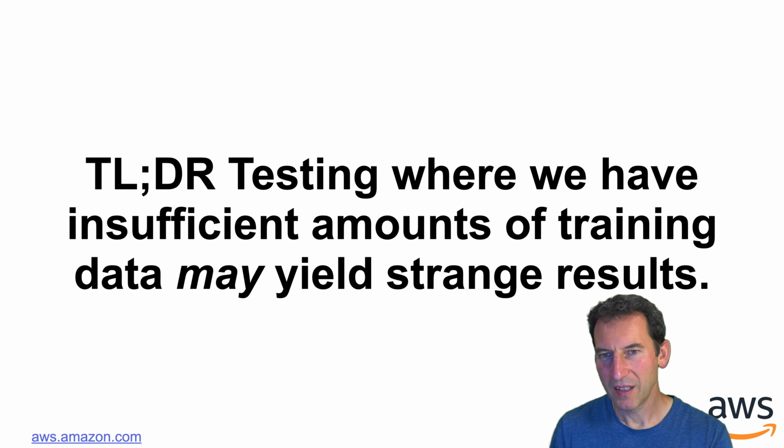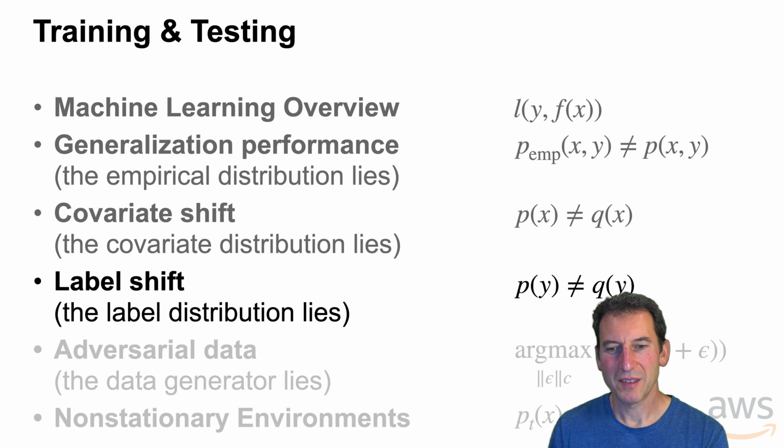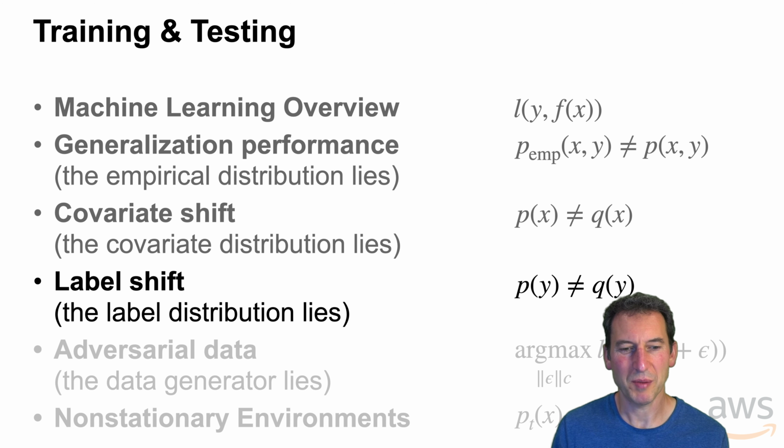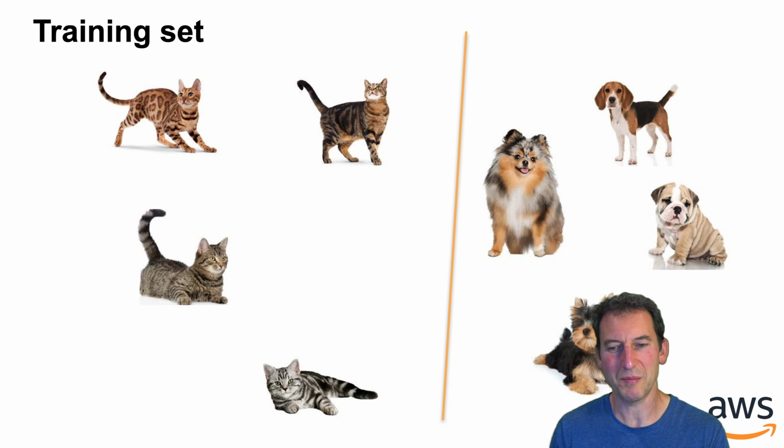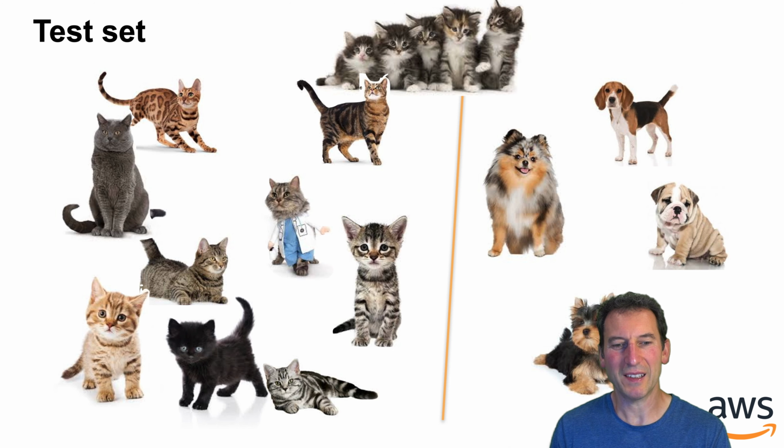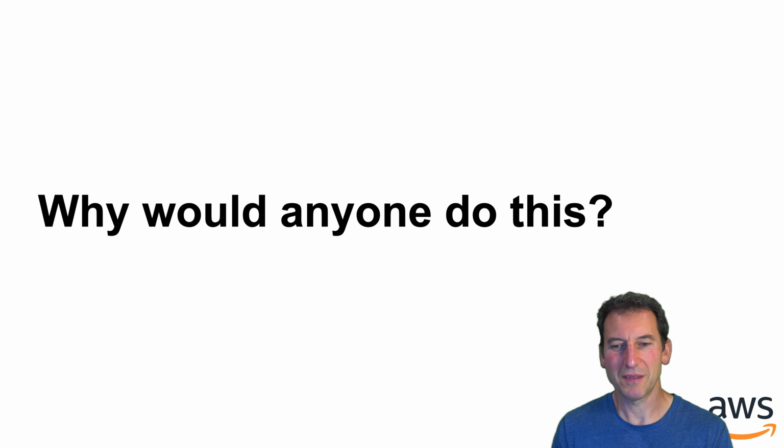Now, in some cases, we have a much simpler problem, namely label shift. And so you might ask, how do you fix label shift? And first of all, what is it? Well, let's say this is my training set, and again, I built this classifier. But then at test time, I get a lot of cats. So why would anybody do this?